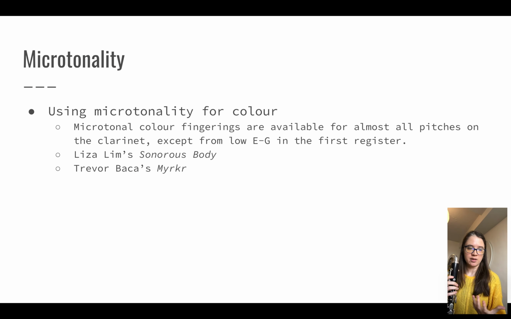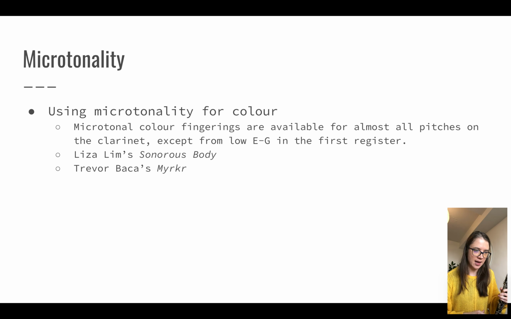So microtonal color fingerings are available for basically any pitch on the clarinet. There are a few exceptions, but you'd be quite unlucky to pick one. The main region to avoid is the really low range, up to about there, because there's nothing to put down for these color fingerings. But after that, there's all sorts of nice things you can do if you want to do little trills or the like.